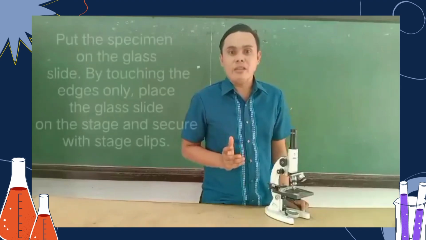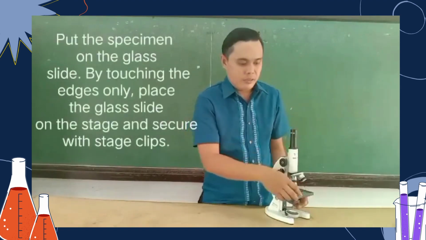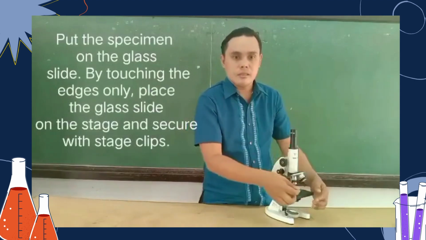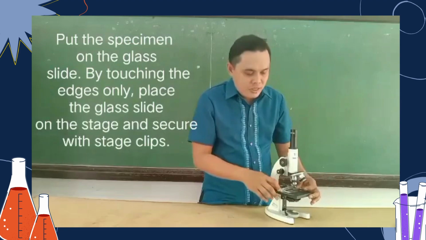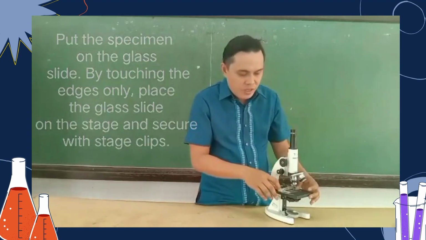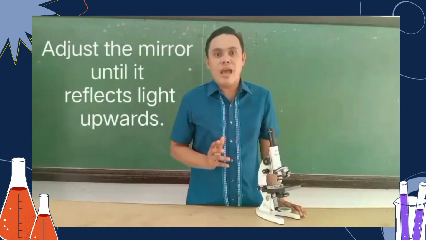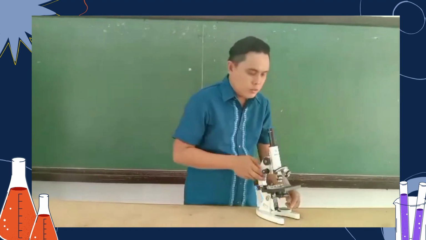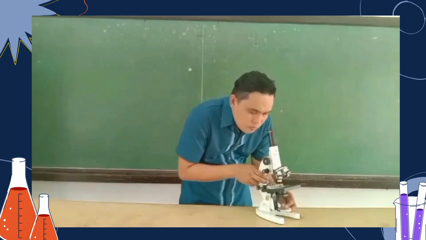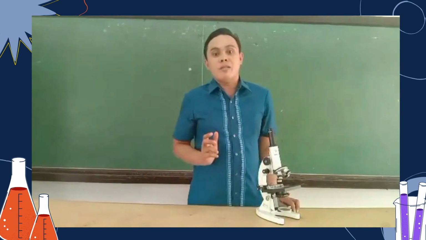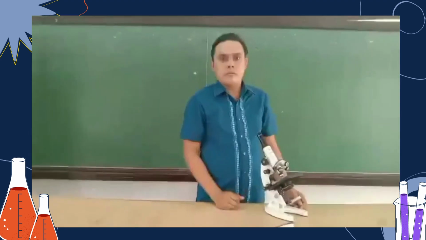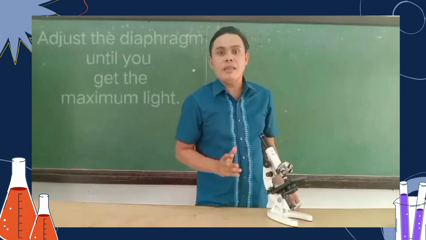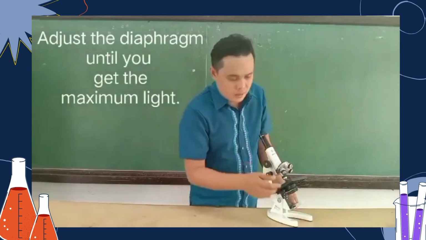Get the specimen you'd like to study and put it on the glass slide. By touching only the edges, place the glass slide on the stage and secure it with the stage clips. Adjust the mirror until it reflects light upward. In some microscopes, they have a light to turn on which serves the same purpose. Adjust the diaphragm until you get the maximum amount of light.